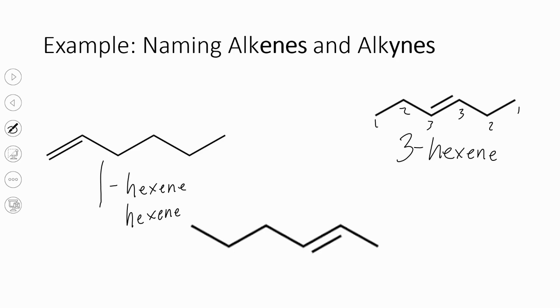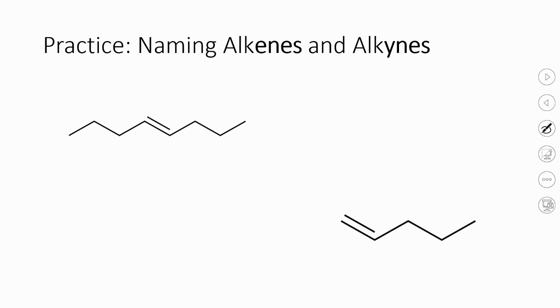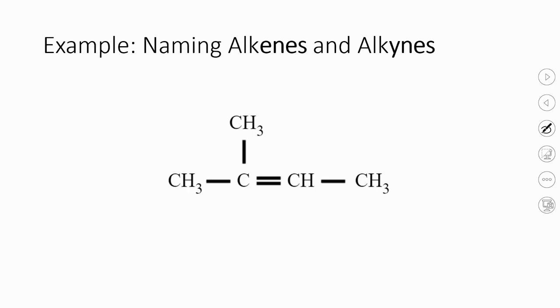Good. 2. And this one's actually still hexene. 1, 2, 3, 4, 5, 6. Okay, good. Does that make sense? So that one starts at 2, so you have to put the 2 there. The 1 is optional. This one would be 3. Okay, how about, let's see. We'll skip this one. I realize I have a lot of examples. So try this one.